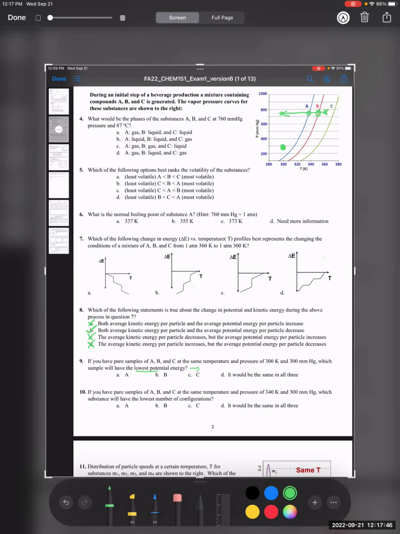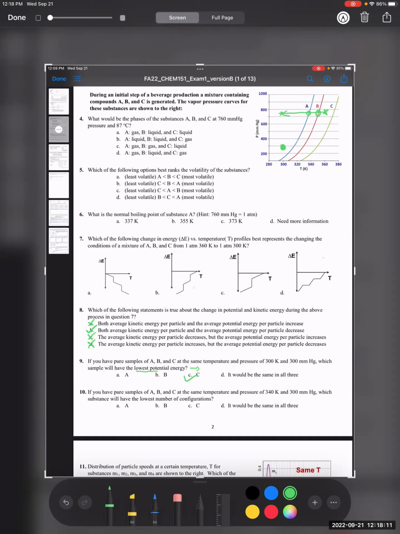Now, under these conditions, we know that C must have the strongest attractive interactions because it has the lowest vapor pressure at any given temperature, because it has stronger attractive interactions between the particles. The stronger the attractive interactions between the particles, the lower the potential energy. Okay, therefore the correct answer is option C.